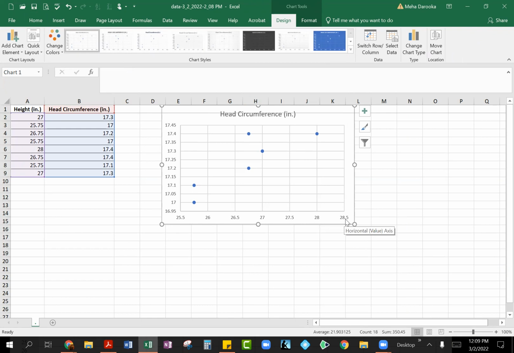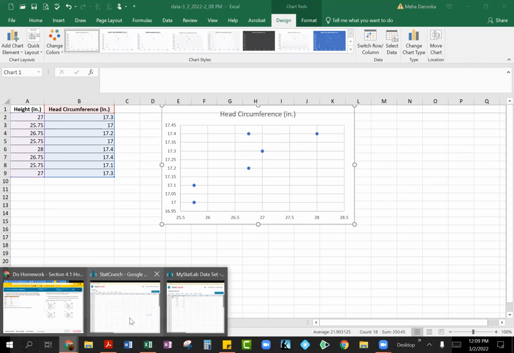Sometimes you might have to adjust your lower limit and upper limit. You may have to adjust your values on this, but looks like 1, 2, 3, 4, 5, 6. I think there might be some repetition in our values over here, but it kind of gives you an idea of what that scatter diagram looks like.